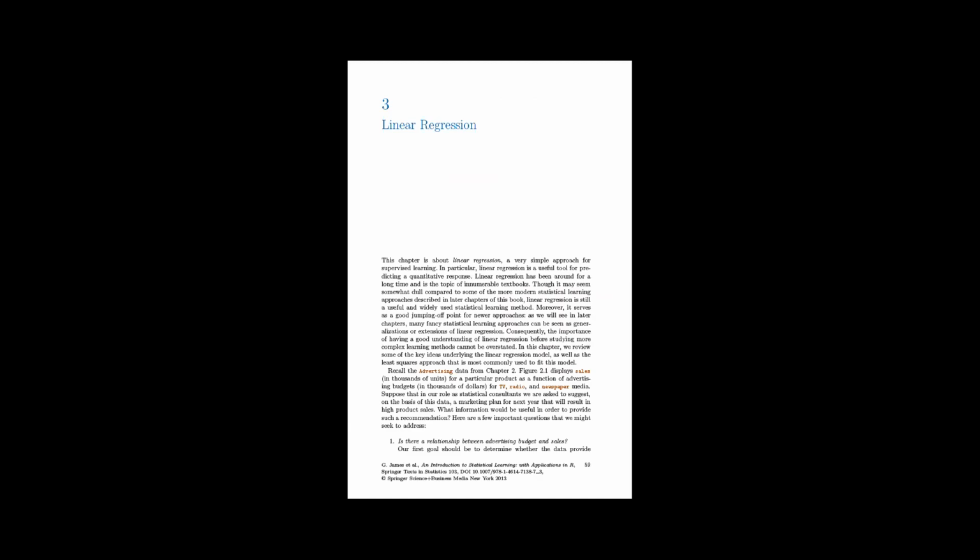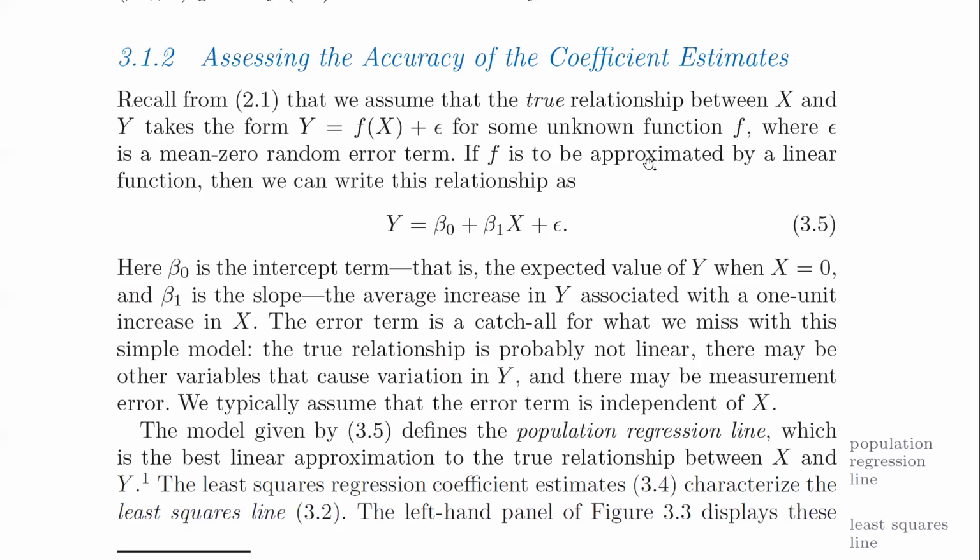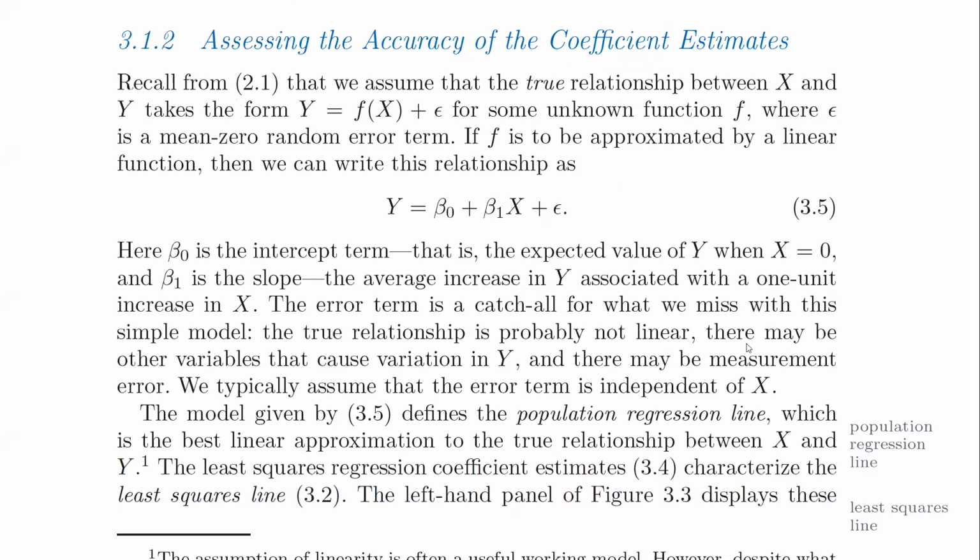Let's go back to chapter 3. I'll read it one last time. Here, beta naught is the intercept term. That is the expected value of y when x is 0. And beta 1 is the slope. Again, the average increase. So mean, expected, and average, very often they are used interchangeably. The average increase in y associated with a 1 unit increase in x. The error term is a catch-all for what we miss with this simple model.